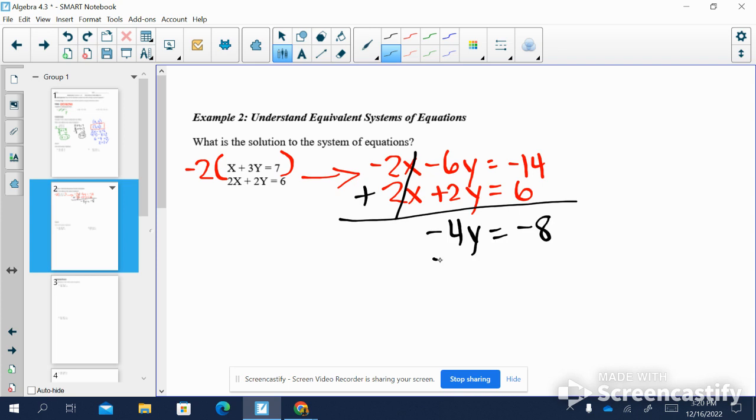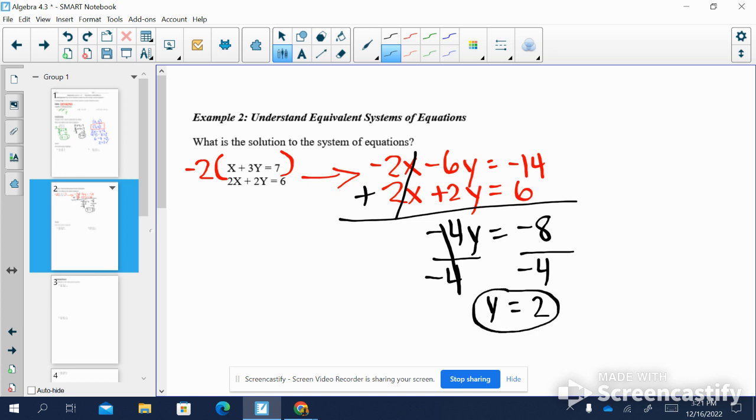To solve for y, we divide by the number that's attached to it through multiplication. So we'll divide both sides by -4. The -4's cancel out because -4 divided by -4 is a +1, and we're left with y. -8 divided by -4 is a +2. So our answer is y equals 2.